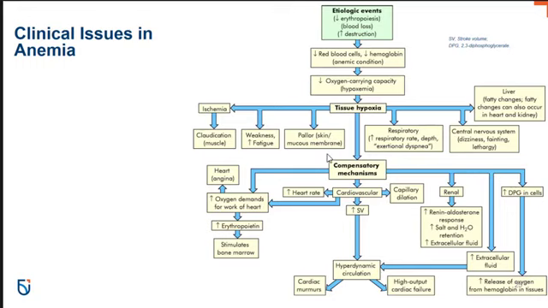Pallor, or skin and mucous membrane changes, where they take on this unhealthy pale appearance. Weakness and fatigue. If muscles are not getting enough oxygen, it can lead to cramping of the muscles, which is called claudication. We introduced some of our compensatory mechanisms already. We talked about how an increase in heart rate will occur and capillary dilation can occur.